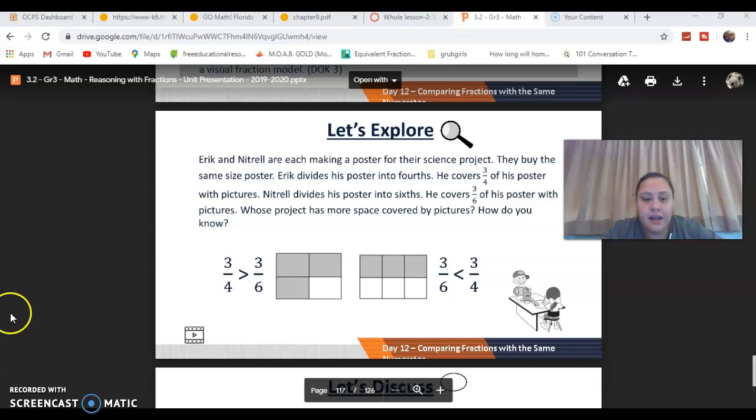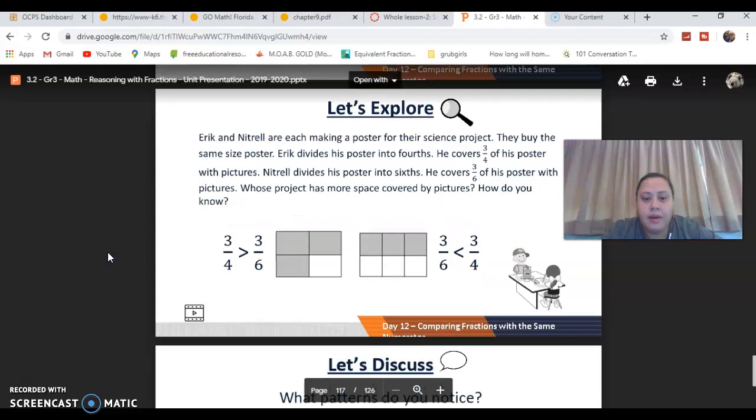It says Eric and Natrel are making a poster for their science project. They buy the same size poster. Eric divides his poster into fourths. He covers 3/4 of his poster with pictures. Natrel divides his poster into 6. He covers 3/6 of his poster with pictures. Whose project has more space covered by pictures?